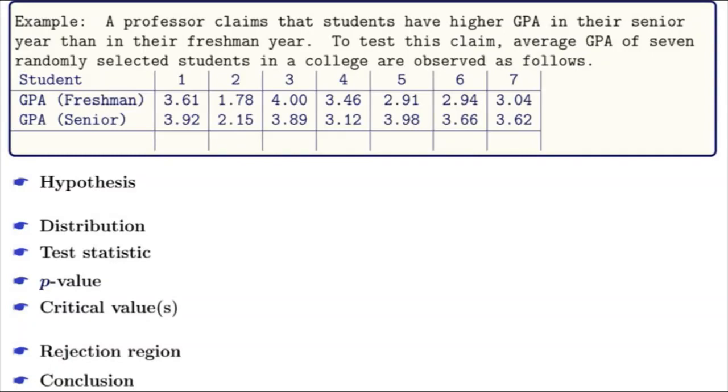For the first student, we have 3.61 minus 3.92, which comes out to be negative 0.31. So let me write that down over here. So this row would be differences.